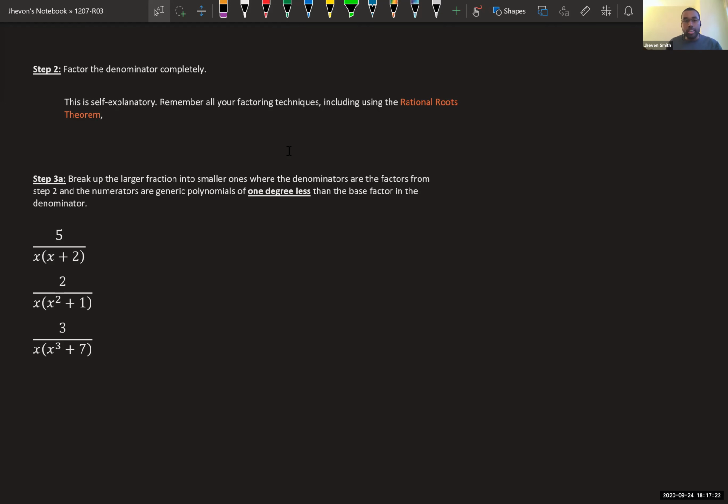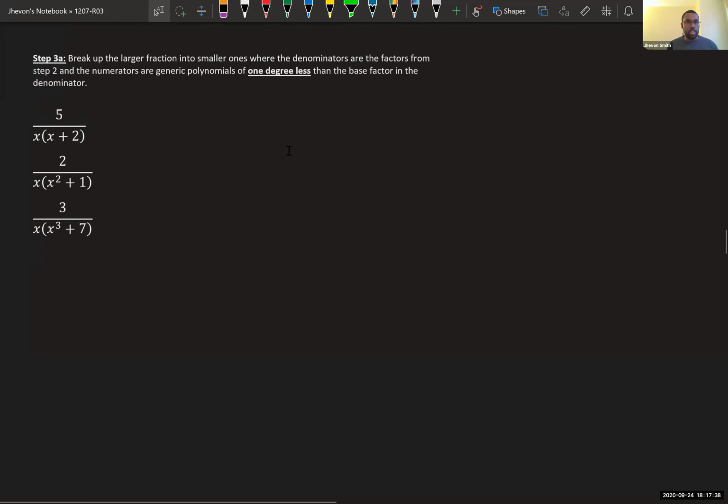So let's assume that you have done that, right? And this involves you using sophisticated techniques like the rational roots theorem if it calls for it, right? But let's suppose that you actually get to a point where you can factor it. As far as I'm concerned, that step is self-explanatory. Then we move to the third step.